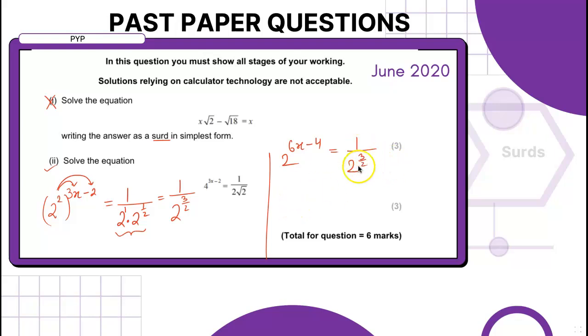Now what we need to do? We need to get rid of this. So we are going to be multiplying by 2 to the power 3 halves. So it would give you 2 to the power of 6x minus 4 times 2 to the power of 3 halves, that is equal to 1.